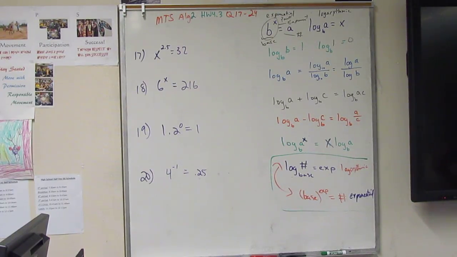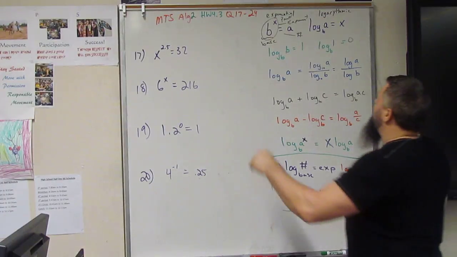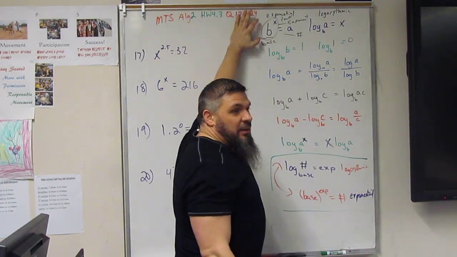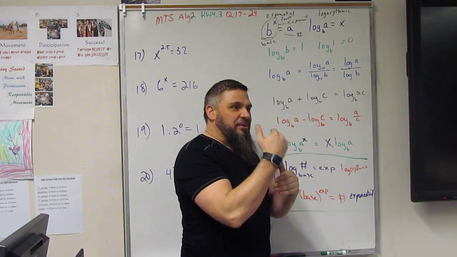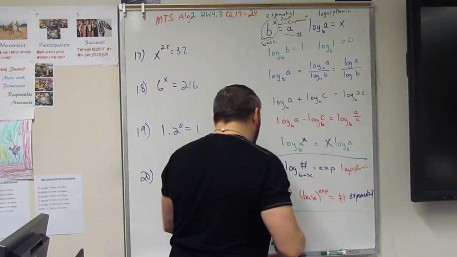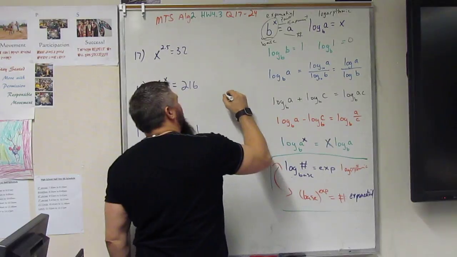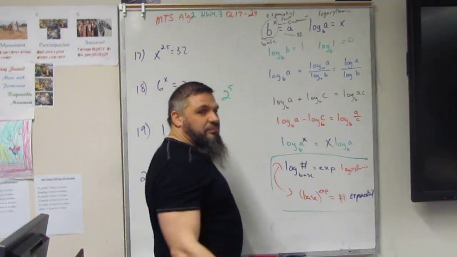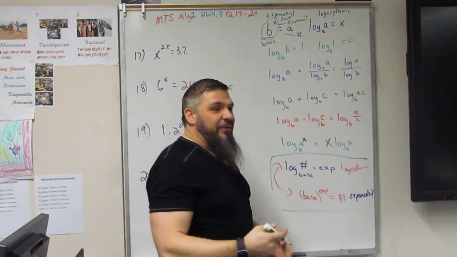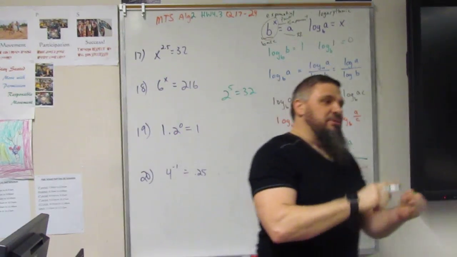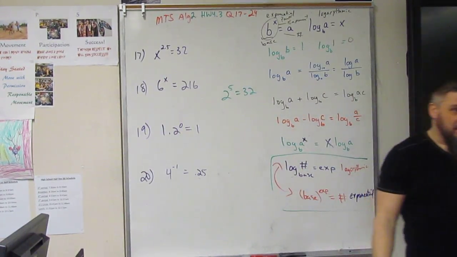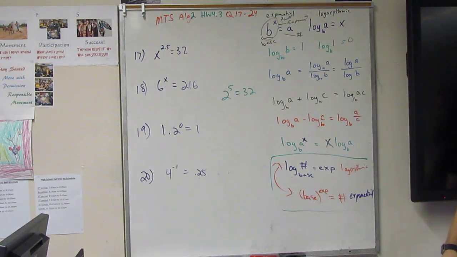What I want to talk about is moving from a power. A power is when you have a base and an exponent. A simple power would be 2 to the 5th, and 2 to the 5th is equal to 32. 2 times 2 times 2 times 2 times 2. So 2 to the 5th is 32.